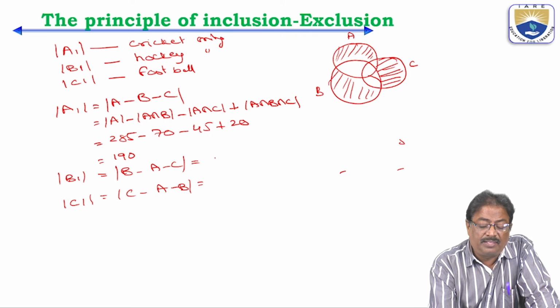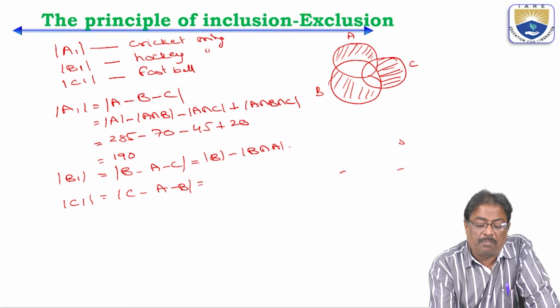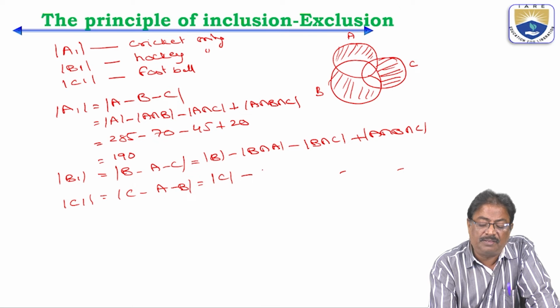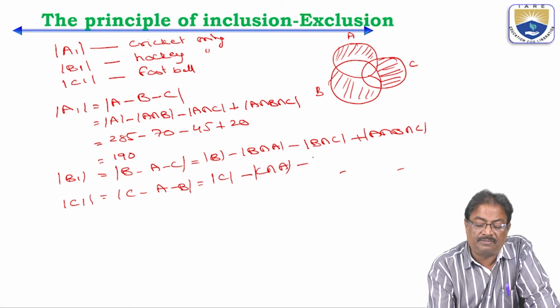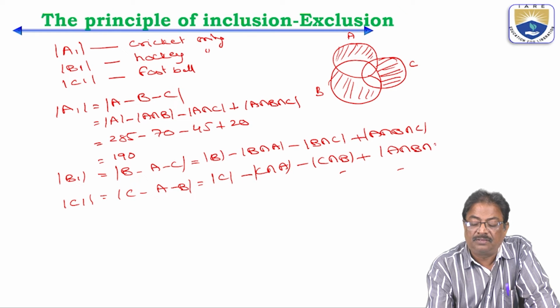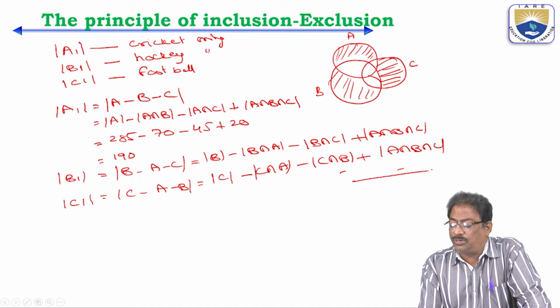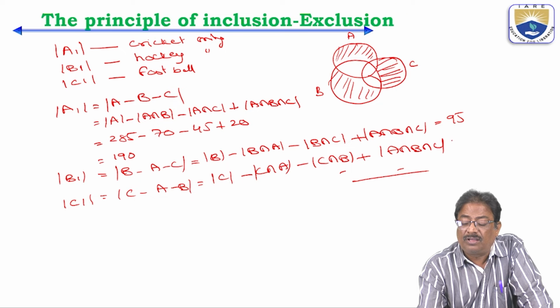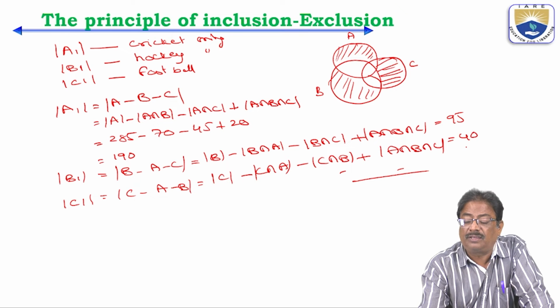In the same way, we are going to get the cardinality of B minus B intersection A minus B intersection C plus A intersection B intersection C. By using this formula we can get a value. And here also in the same way, C minus C intersection A minus C intersection B plus A intersection B intersection C. Applying this and simplifying, we are going to get 95 candidates, and this we get 40 candidates.